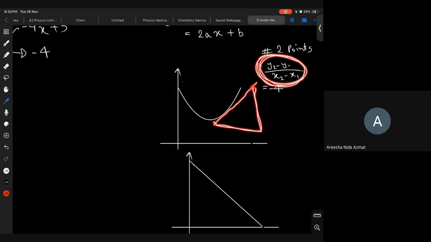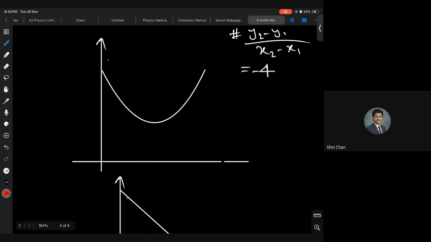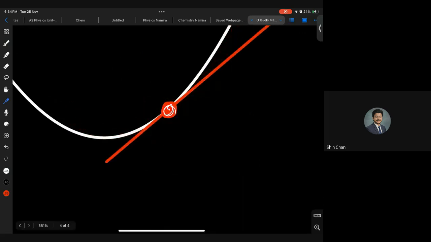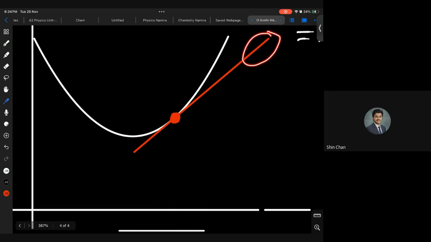Let's say we're drawing a tangent line and want to find the gradient at this point. I drew a tangent at this point and I have to find its gradient, because the gradient of this line and the gradient of this curve at this point are the same, since they meet at the same point. So if I find the gradient of this line, I can tell the gradient of the curve there.